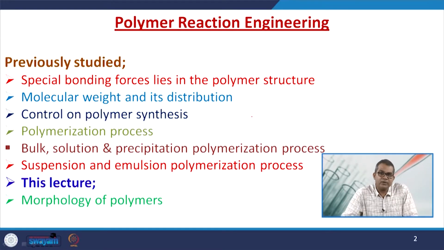Before we go into this particular lecture, let us review what we have studied. We studied the spatial bonding forces in the polymeric structure. We talked about the molecular weight and its distribution. We discussed the various kinds of polymerization processes, such as bulk, solution, precipitation, suspension and emulsion polymerization, etc. And above all, we discussed various control protocols on polymer synthesis. So, in this lecture, we are going to discuss the morphological aspect of polymeric systems.